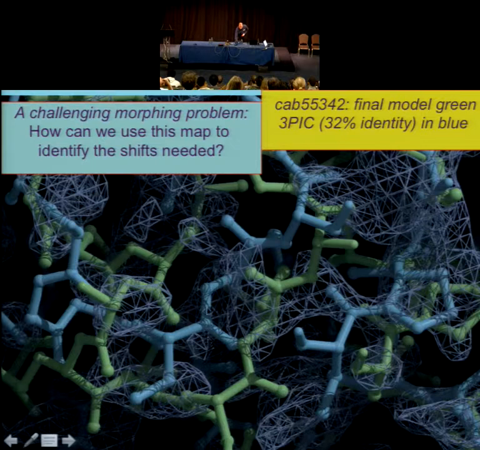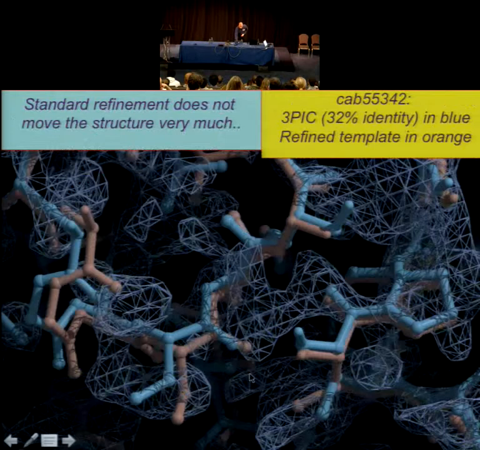And this particular map that I'm showing you here is the 2FO-FC map based on the blue model. And as you can see, this map is not very good. And it would be hard to tell from this map what to do to get the correct structure. If you do standard refinement on this structure, it does move it a little bit in the correct direction. I'll mention in passing that in this particular case, if you do extensive refinement, you actually can solve this structure. 100 cycles of Phenix refinement, it will move it in the right direction. But normal amount of refinement, you can't do that.